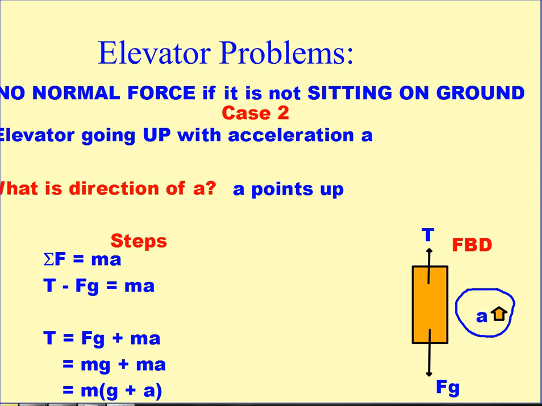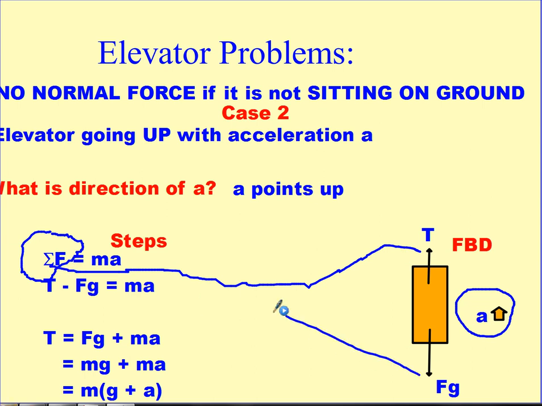Once again, this summation sign over here, sum of the forces, you want to come over to your free body diagram and draw in your arrows. Any arrow you have goes on this side here. So T goes up, Fg goes down. All right, so this is the summation of the forces. And that equals the mass of your object times whatever the acceleration is. So you're going to have a mass in here times your acceleration.